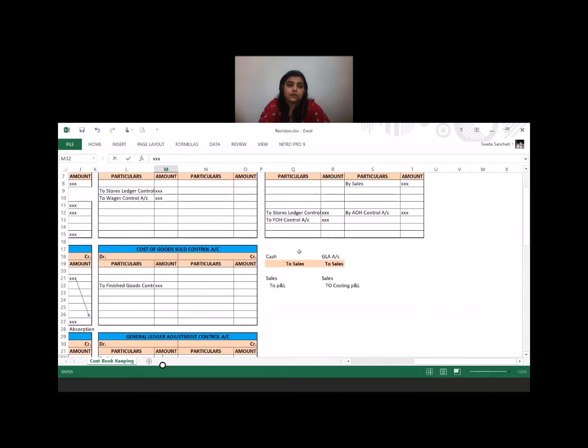The sales entry is done. Cost of goods sold: sales minus cost of goods sold is my gross profit. So what will I do? I will shift this cost of goods sold to costing P&L. So here I am going to write to cost of goods sold account. Now sales is written, cost of goods sold is written. What will I get? I will get my gross profit.